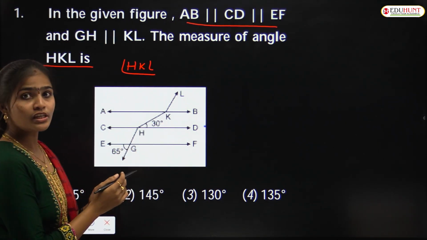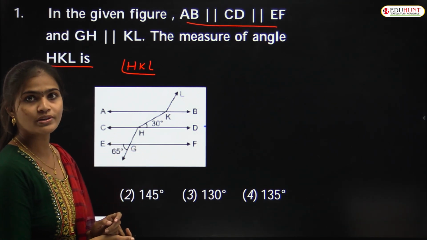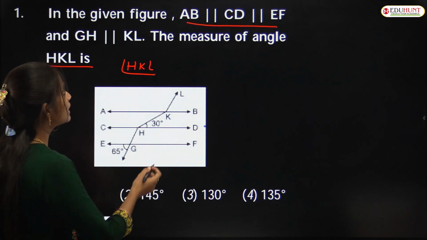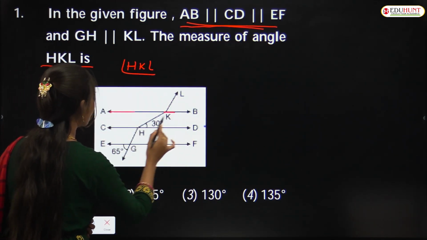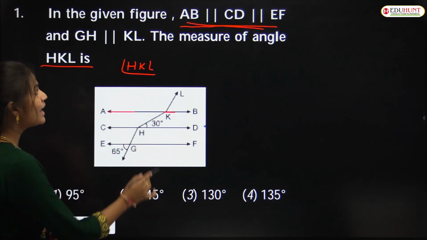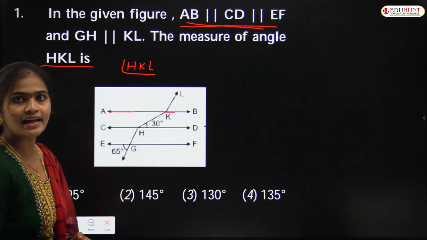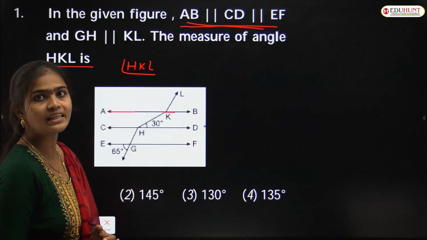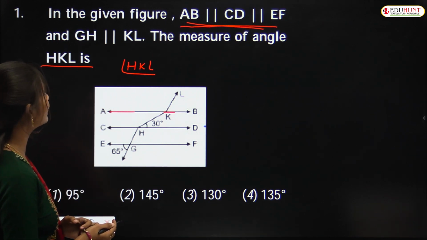First we have to observe which conditions are given and whether those conditions are there in the figure or not. Let us say AB is parallel to CD and CD is parallel to EF. Here they have given three parallel lines, and those three lines are also parallel to each other. Next, GH is parallel to KL.